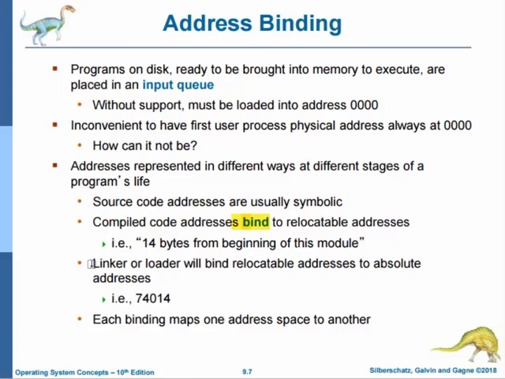The linker or the loader in turn binds the relocatable addresses to absolute addresses, so it will become 74,014 instead of 14 bytes only. Each binding maps one address space to another. Classically, the binding of instructions and data to memory addresses can be done at any step along the way.